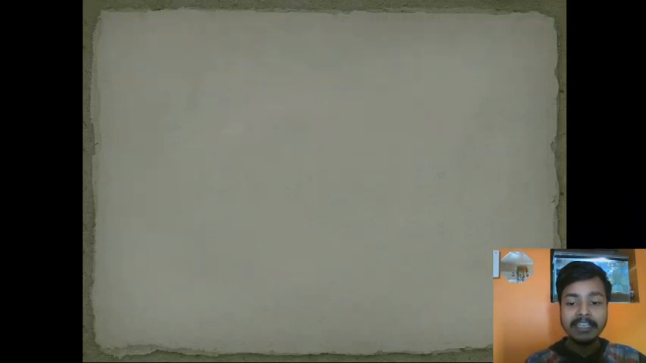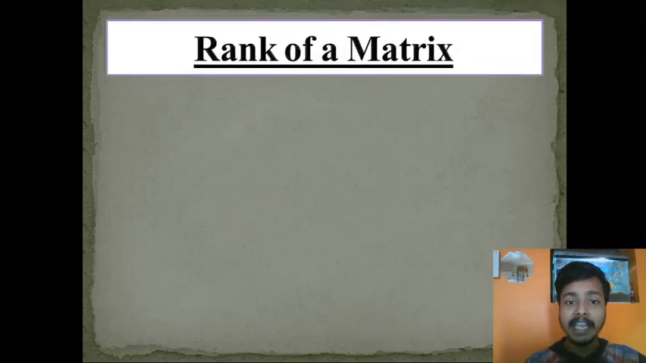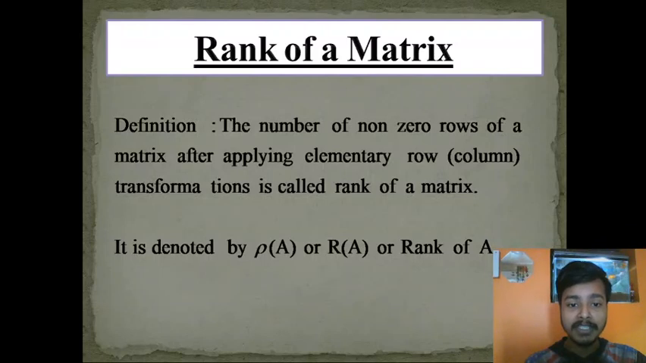Now here comes the new thing that we really want in this learning video, the rank of a matrix. You are very much familiar with it. If anyone asks you what the rank of a matrix is, you are capable enough to answer: the number of non-zero rows after applying elementary row or column transformations to a matrix is called the rank of that matrix. The notations are rho of A, R of A, or simply rank of A.